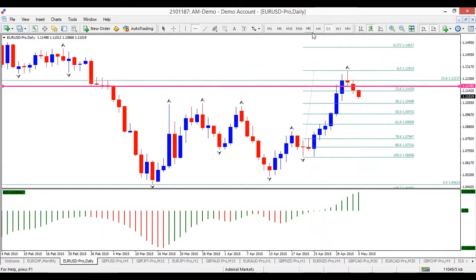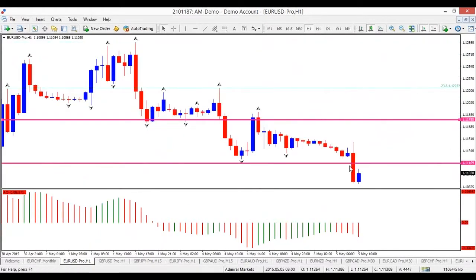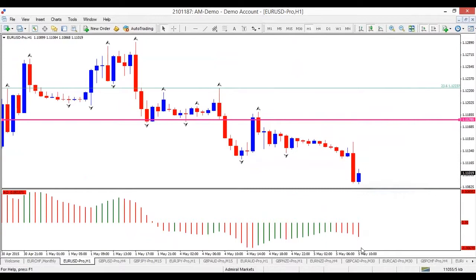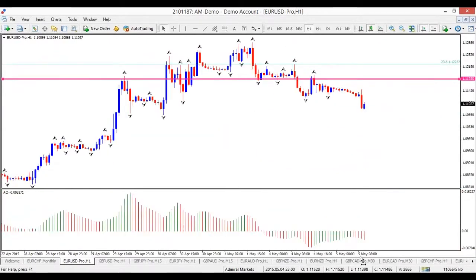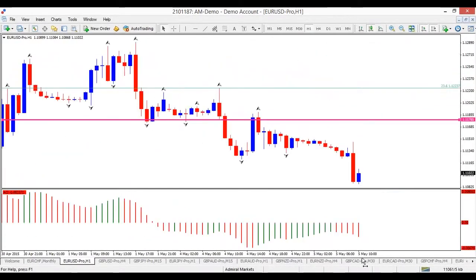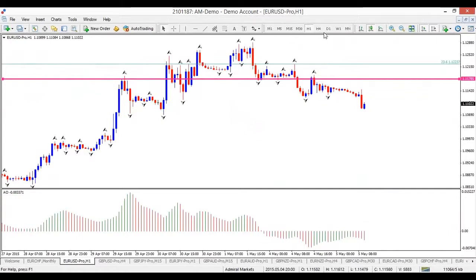Anyhow, so that is more details on the higher time frames. Now, looking at the lower time frames. Alrighty.